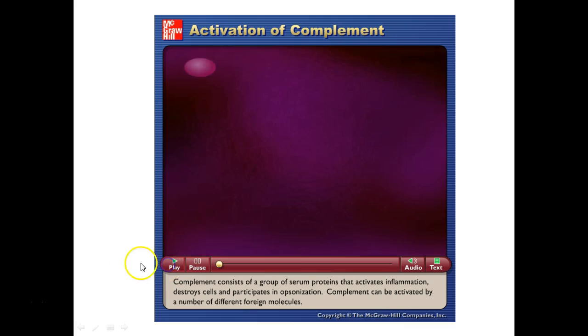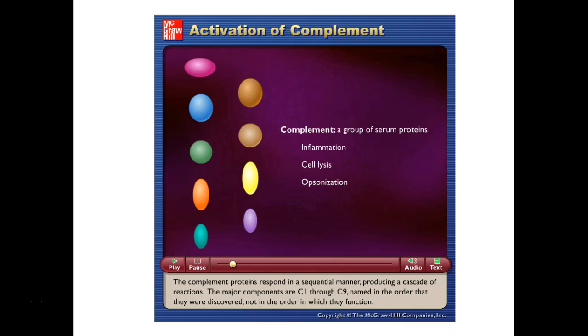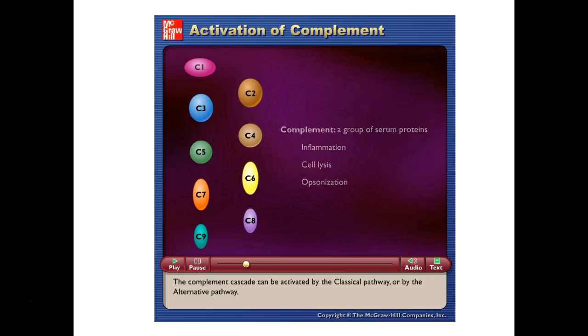And complement consists of a group of serum proteins that activates inflammation, destroys cells, and participates in opsonization. Complement can be activated by a number of different foreign molecules. The complement proteins respond in a sequential manner, producing a cascade of reactions. The major components are C1 through C9, named in the order that they were discovered, not in the order in which they function. The complement cascade can be activated by the classical pathway or by the alternative pathway.